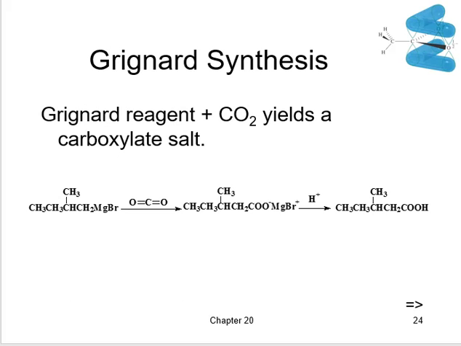Grignard synthesis. A Grignard reagent has the general formula RMgX. R is an alkyl group or aryl group, and MgX is a magnesium halide. Grignard reagent plus carbon dioxide yields a carboxylate salt. Here we are going to add dry ice to supply carbon dioxide. This is an example of preparing a carboxylic acid starting from a Grignard reagent.